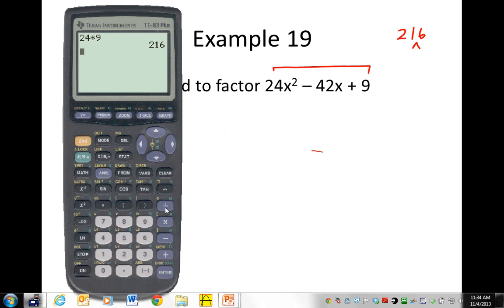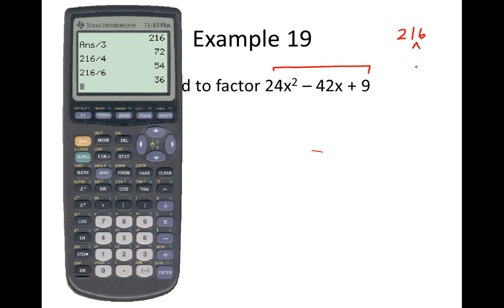So let's see. I can divide it by 3. It's 3 and 72. That's not going to work. So let's see, 216 divided by... definitely not divisible by 4, 4 and 54, nope. Not divisible by 5. How about 6? 6 and 36. Yes, right? So 6 and 36, because what's 6 plus 36? 42. They're both negative. They're negative 42. Nice. So once we have that, I feel like we're pretty confident.